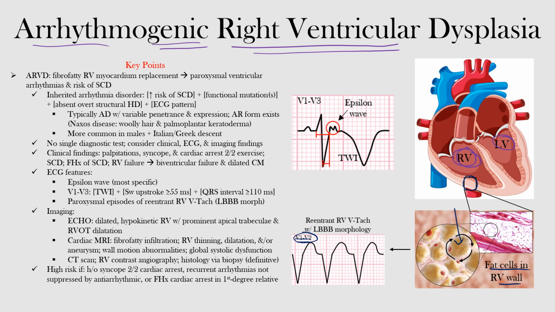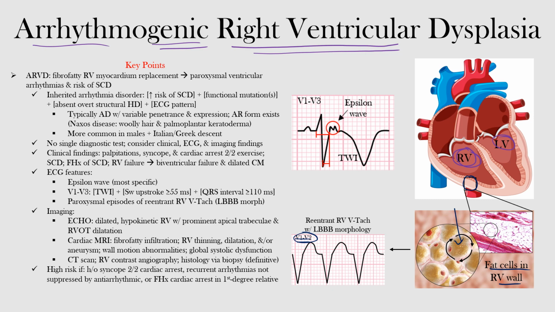Patients tend to experience symptoms as a result of ventricular ectopic beats or sustained ventricular tachycardia. They typically present with palpitations, syncope, or cardiac arrest precipitated by exercise. In fact, the first presenting sign may be sudden cardiac death. Typically, patients will have a family history of sudden cardiac death, and over time, if these patients survive, they tend to develop features of right ventricular failure, which may even progress to involve the left ventricle and cause biventricular failure and dilated cardiomyopathy. Okay, so those are the clinical features that these patients tend to experience or can develop.